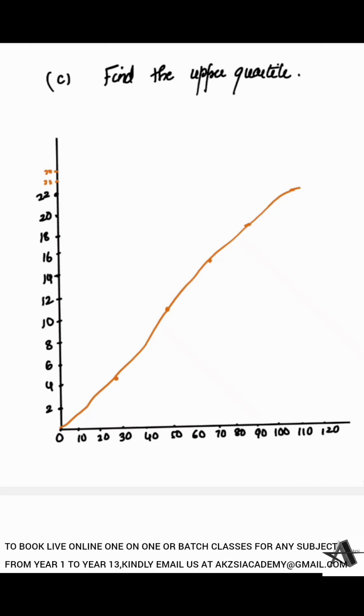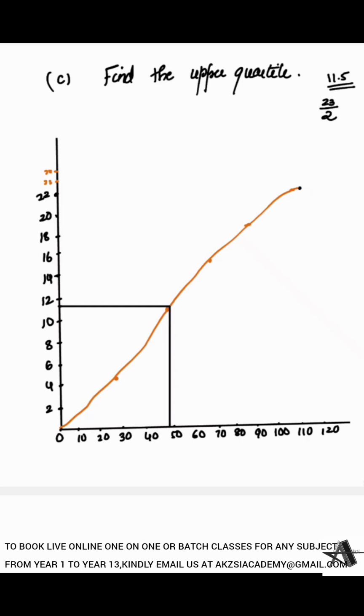Now to calculate the median, the highest cumulative frequency was 23, so divided by 2. 23 divided by 2 will give you 11.5. So at 11.5, that would be somewhere here. Draw a horizontal line, and once it reaches the curve, draw the vertical line.